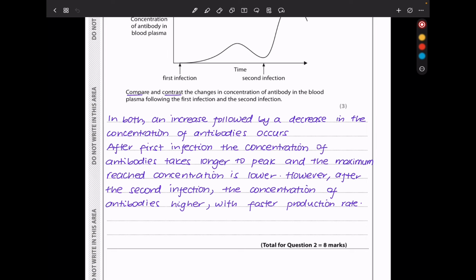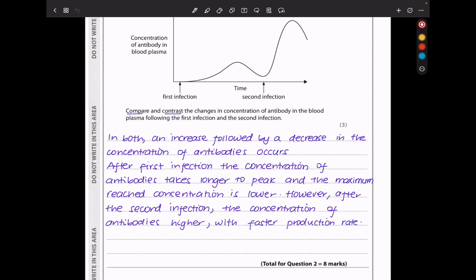After first infection, the concentration of antibodies takes longer to peak and the maximum reached concentration is lower. However, after the second infection, the concentration of the antibodies is going to be higher and it's going to be produced at a faster rate. So this brings us to the end of question 2. Let's continue to question 3.